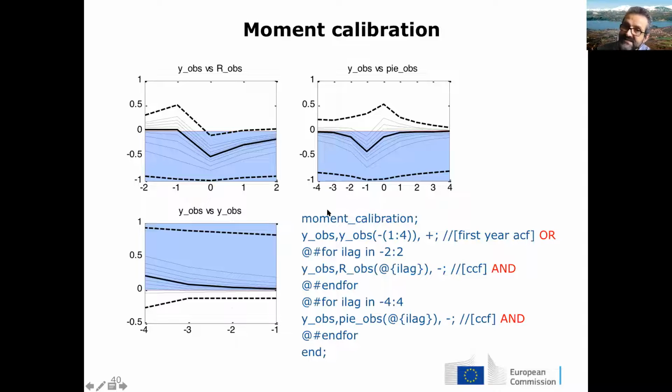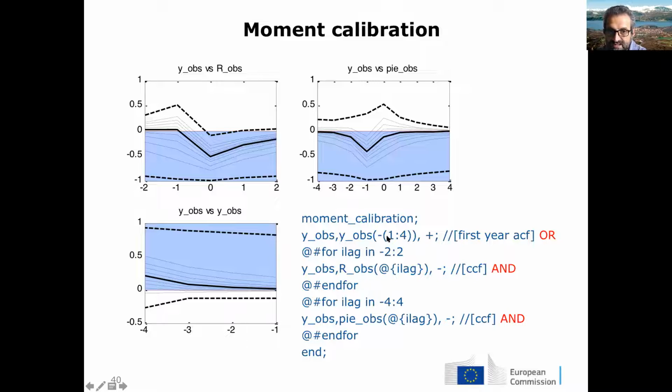With a very similar syntax and similar approach, you can do moment calibration, or moment matching. In this case, you want to target some autocorrelation or cross-correlation. Here you have the autocorrelation of GDP onto itself in the first 4 periods, and you want it to be positive. If you want it to be positive, there is also a shortcut: you just write a plus. And this is, as before, the OR logic.